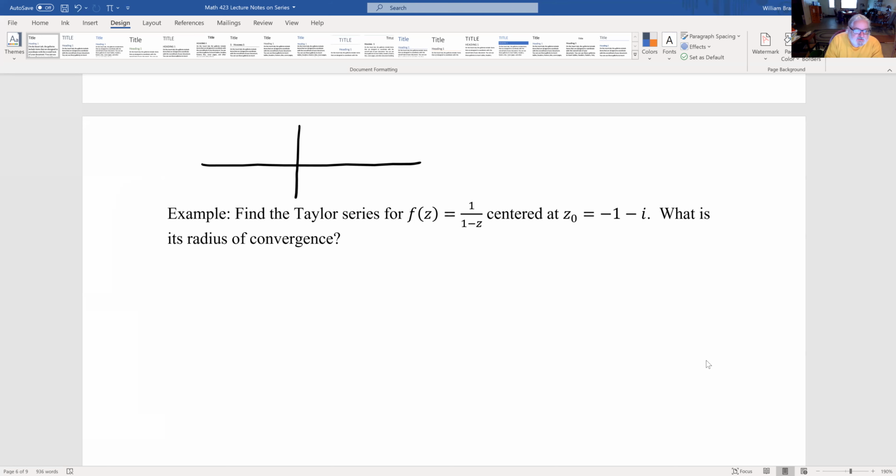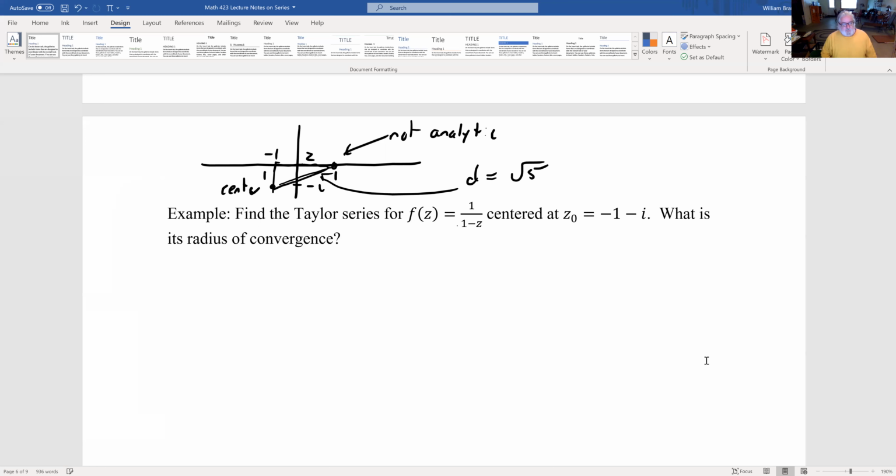The center is minus 1 minus i, that's down here. There's our center for our Taylor series. And the singularity, where it's not analytic, is at 1. Because if you plug in z equals 1 into 1 over 1 minus z, you get 0 on the bottom, and so you're dividing by 0, not analytic. So we want to know what this distance is. That's just Pythagoras' theorem. This is 1, this is 2. So this distance is the square root of 5. So our radius of convergence should be square root of 5.